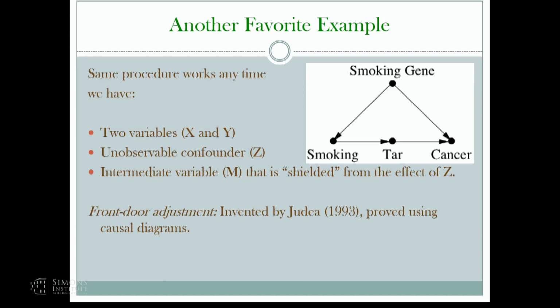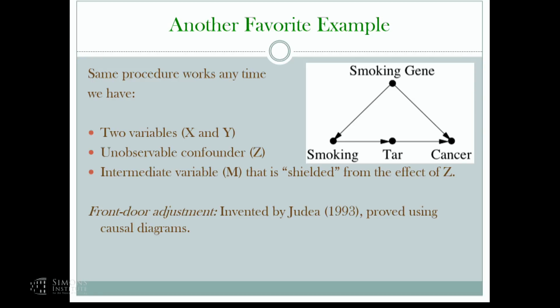And although this particular example can be debated, and we discuss that in the book, the general framework is available for any situation. If you have 2 variables, x and y, a treatment and an effect, and a confounder that you cannot collect any data on, you can still control for that confounder if you can observe an intermediate variable that's shielded from the confounder.